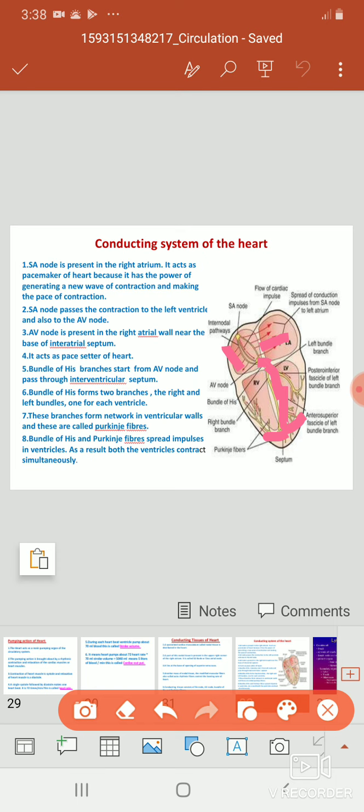This shows the conducting system of a heart, meaning the passing of a signal from the SA node to the AV node, from the AV node to the bundle of His, and from the bundle of His to the Purkinje fibers. In this way, the conducting system of the heart works.